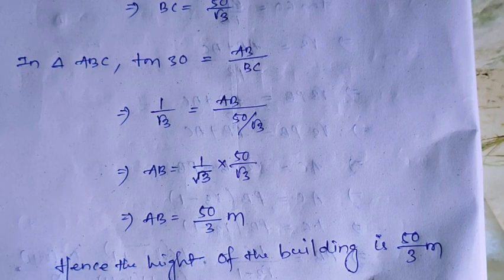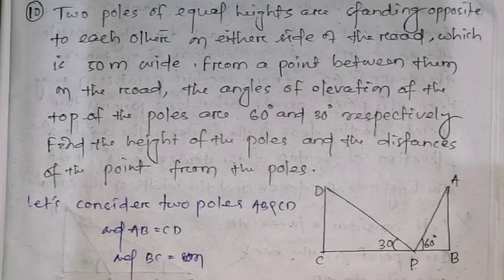Hence the height of the building is 50 by root 3 meter, because AB is the height of the building. Understand? Okay, let's go to the next question, question number 10.